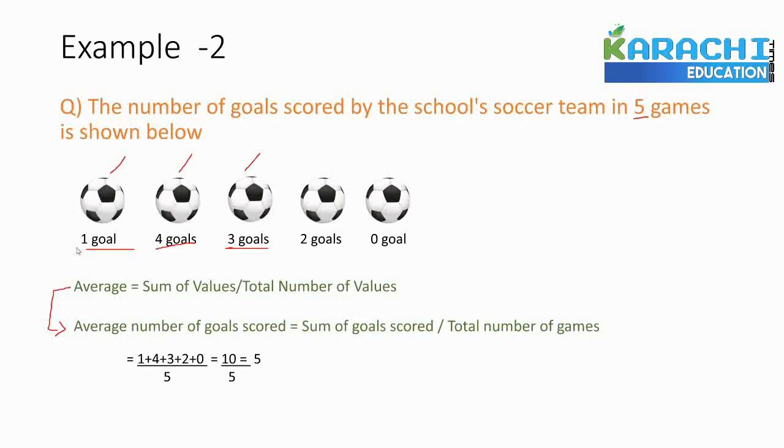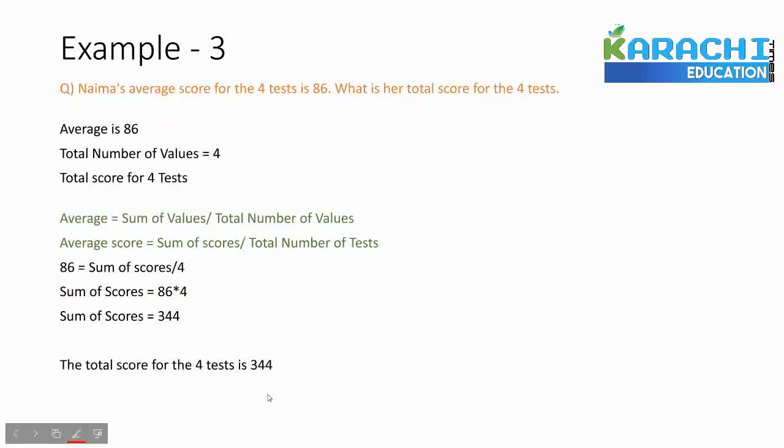Let's see the number of goals. 1 plus 4 plus 3 plus 2 plus 0, divided by 5, where 5 is the number of games, is equal to 10 divided by 5, which is equal to 2. So 2 is the central value, or the average, of the 5 games. Great. Let's look at another example.